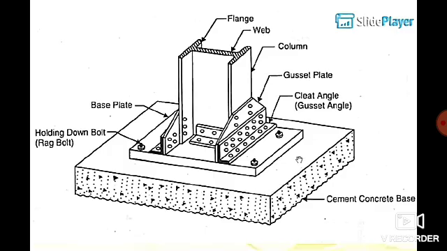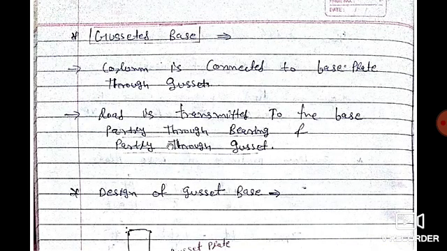This is the concrete pedestal. Above that is a base plate, and in the first case it was only the base plate and there were no other materials. But in this case the gusset plate is there along with the cleat angle. So whatever load is coming from the column, 50% will be transferred through the column, and 50% through the cleat angles. It will get transferred through this. So this is the gusset plate that we are going to design.